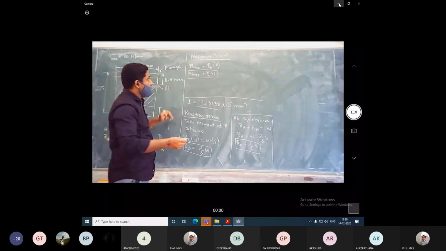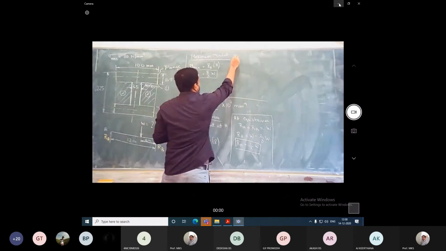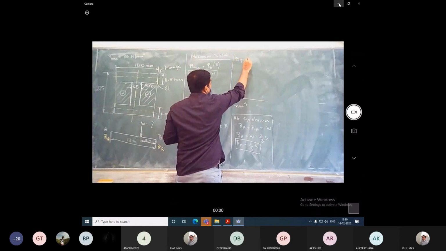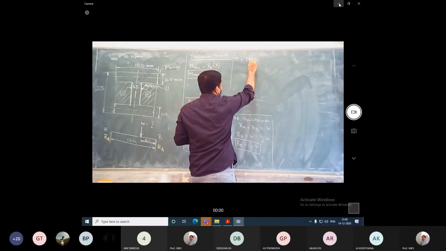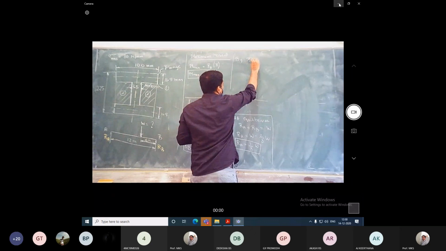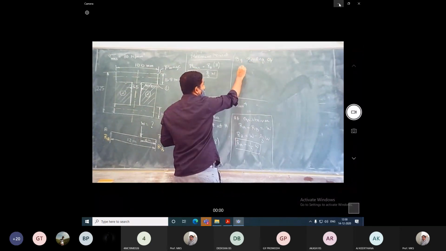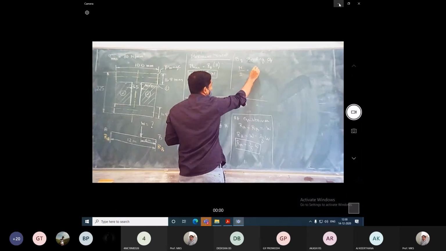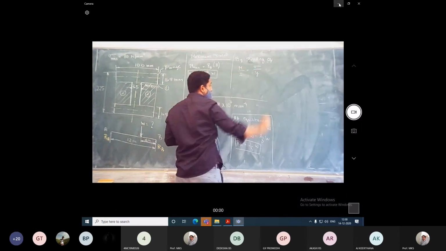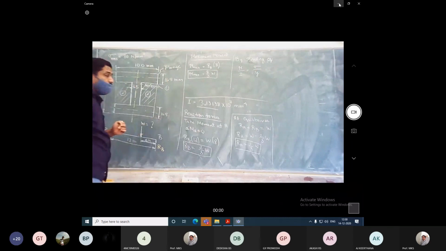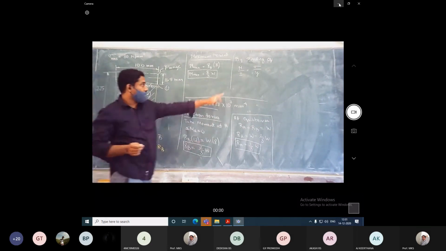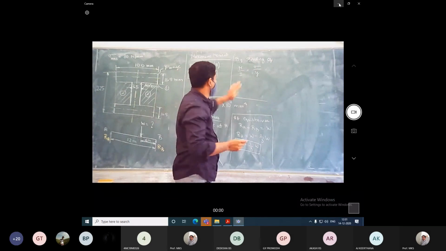Okay. So next, we have the moment equation, the bending equation. So what is the bending equation? M by I is equal to sigma by y. M by I is equal to sigma by y is one of the bending equations, which is also equal to E by R. Here I want to find W, so considering only two of the expressions is enough.